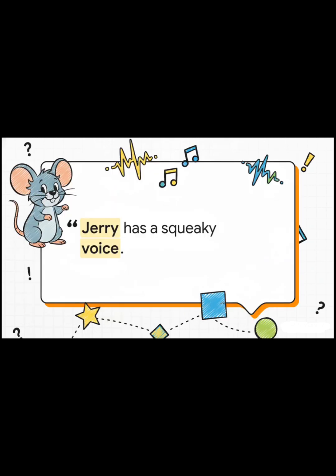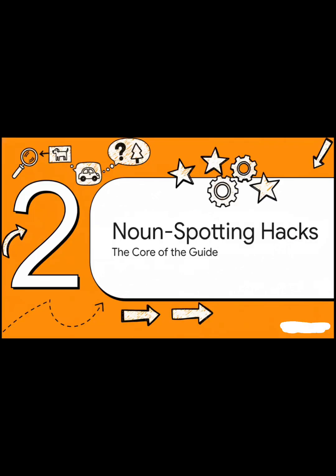Let's check out this sentence. Jerry has a squeaky voice. It's short, but notice it's got 2 nouns in there. We have Jerry, which is the name of a specific animal, and voice, which is a thing, the sound he makes. 2 nouns, 1 sentence. Simple.